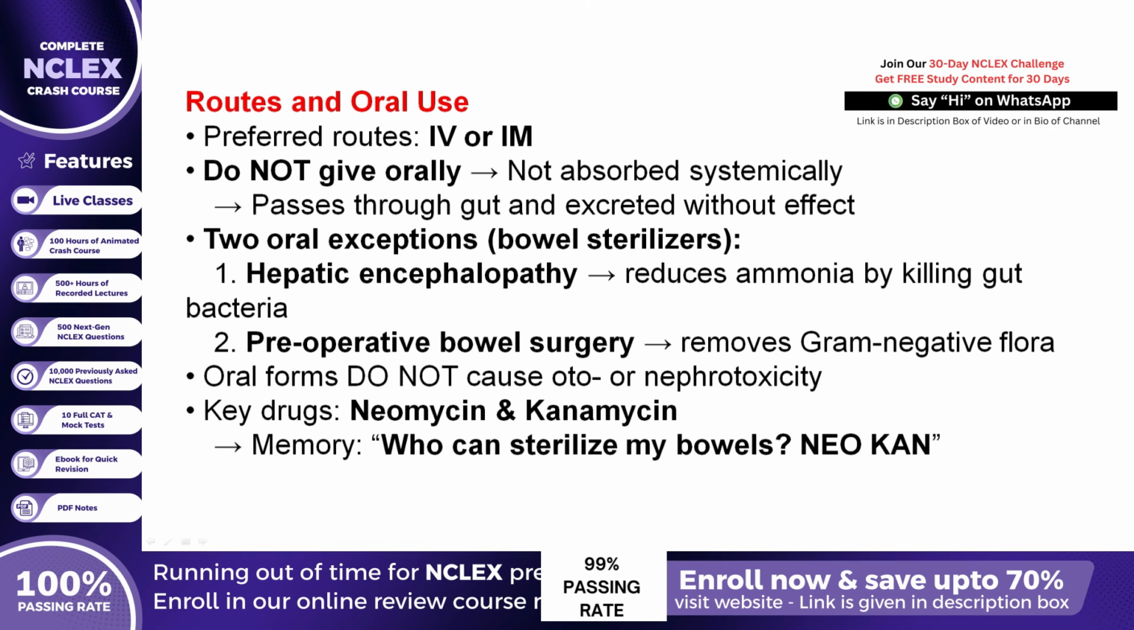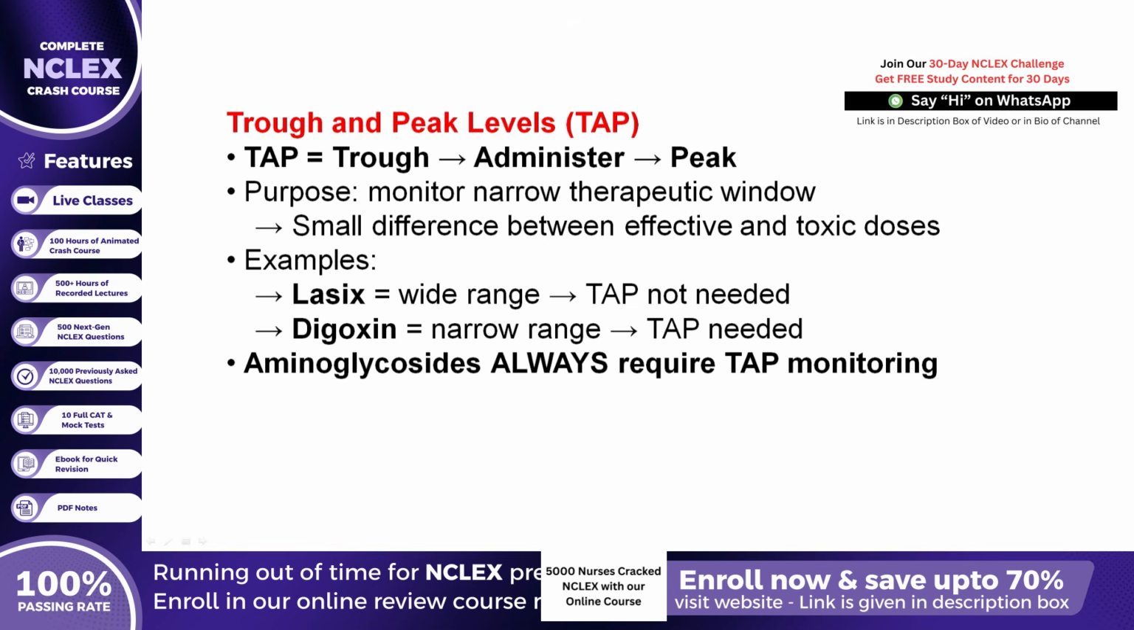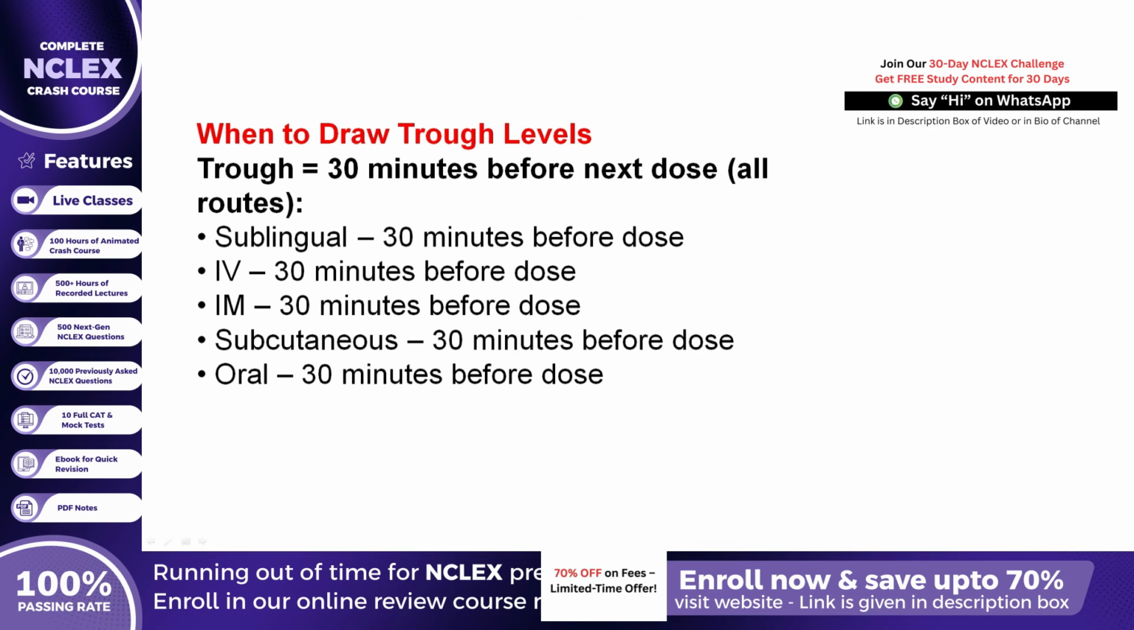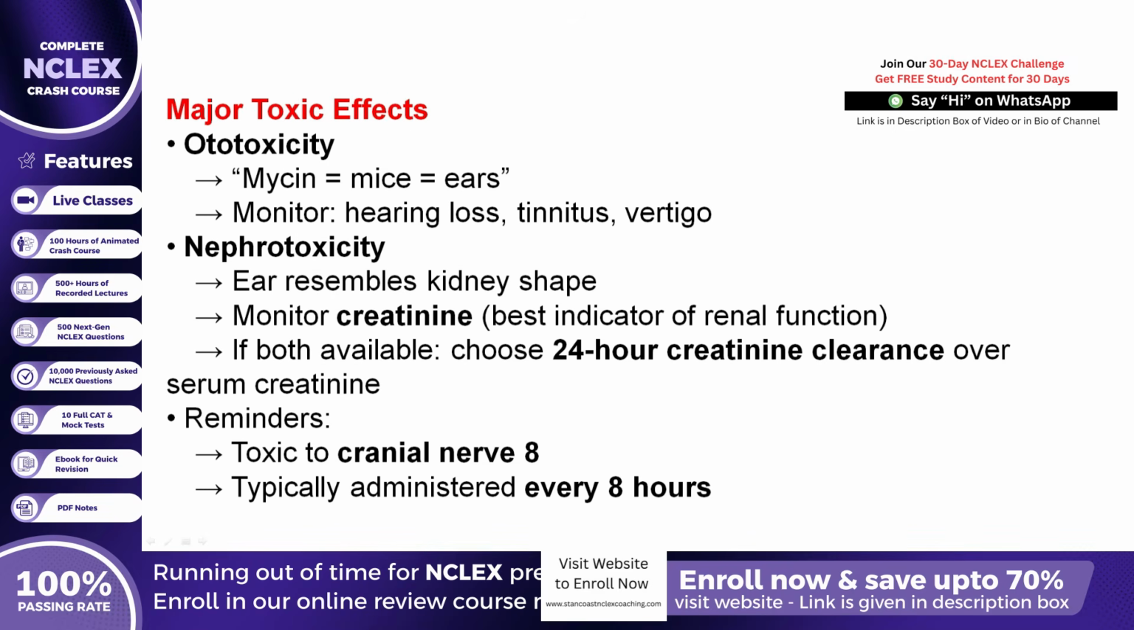Finally, let us review the major toxic effects of aminoglycosides. The first is ototoxicity. And we remember this with mycin equals mice equals ears. We monitor for hearing loss, tinnitus, and vertigo. The second major effect is nephrotoxicity. And we connect this because the ear resembles the shape of a kidney. We monitor creatinine because it is the best indicator of renal function.